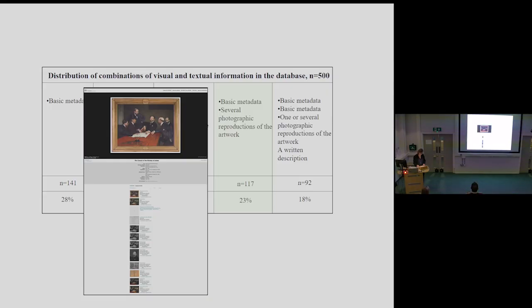finally, there are also 2 more elaborate types of online entries. The first one includes several photographic representations, and this may include photographs presenting the painting or the artwork framed and unframed, or it could depict the reverse. It could be close-ups of specific details of a painting, or different versions of reproductions. So you can have photographs in black and white and color, and different color hues with different techniques and different quality.